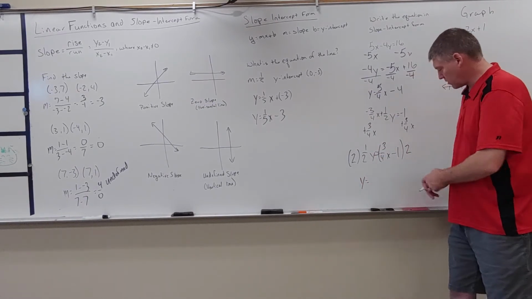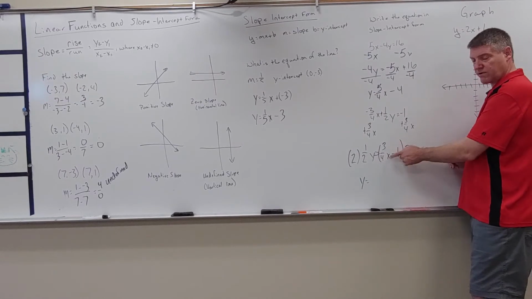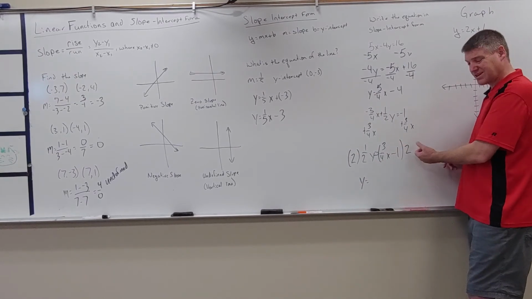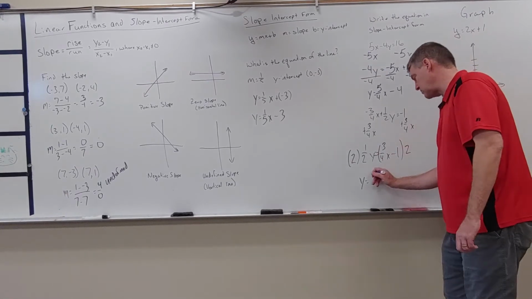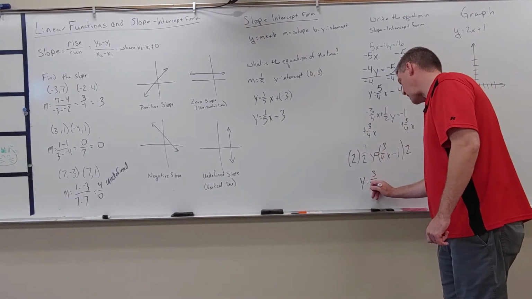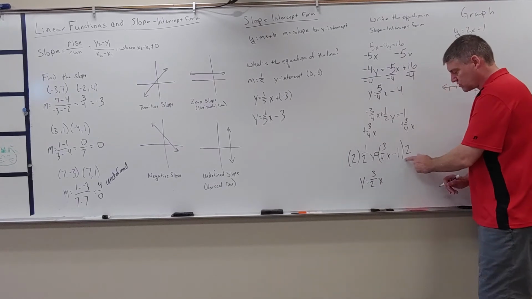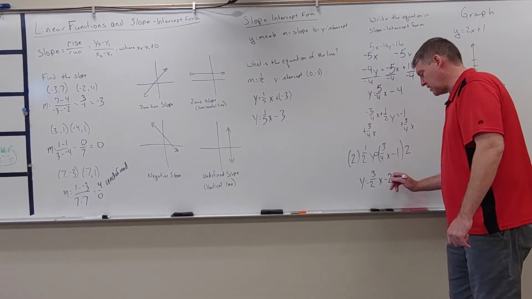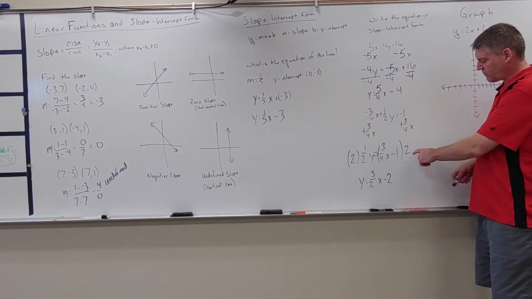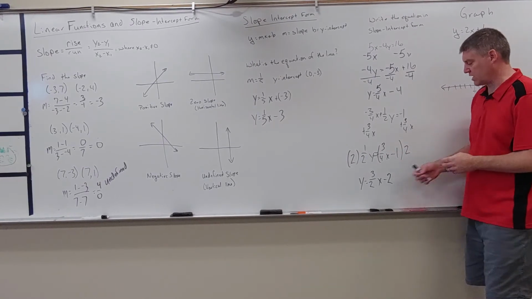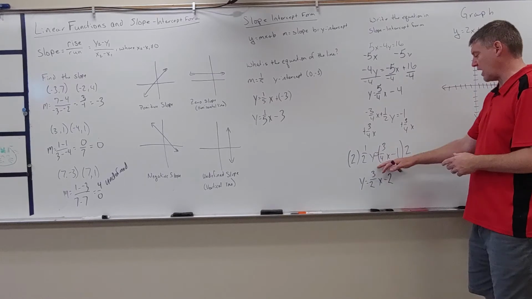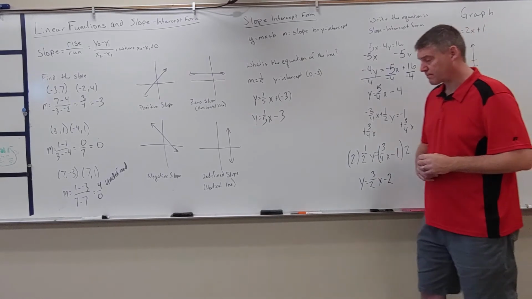So y equals, so I have 3/4 times 2. I'm actually going to reduce it right now. So 2 goes into 4 2 times. So this is 3/2 x. 2 times negative 1 is negative 2. Now, you could have multiplied this out. 3 times 2 is 6, 6/4, and then reduced it. I tend to reduce it as I'm going along.